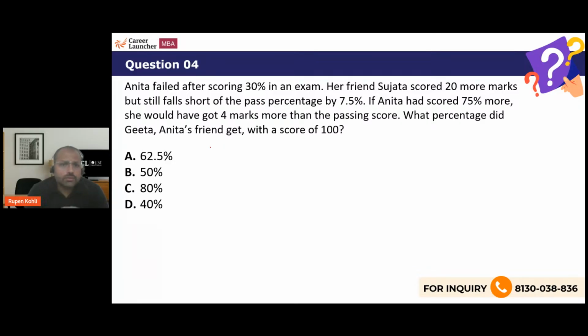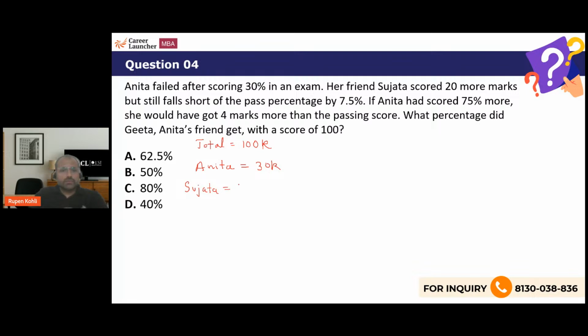All right, so let's take the total marks as some variable, because everything is a percentage of marks. Let me take the total marks not as x but as 100k. Always what I do is take the total to be a multiple of 100, so that there is less chance that I will get into some decimals. Fine. So Anita gets 30k marks, that is her original marks, 30%. Now Sujata scored 20 more marks.